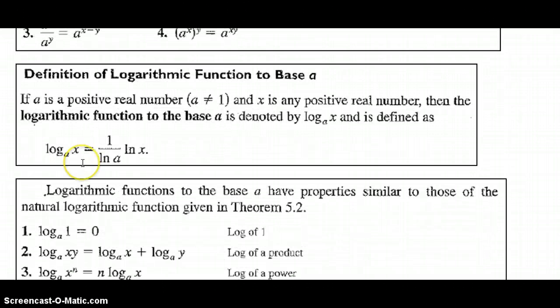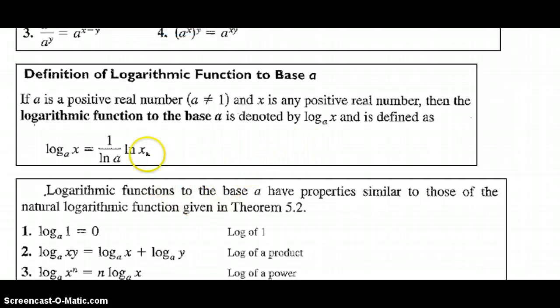The definition of the logarithmic function to base a: if a is a positive real number where a is not equal to 1 and x is any positive real number, then the logarithmic function to the base a is denoted by log base a of x and is defined as log base a of x equals 1 over the natural log of a times the natural log of x. This right here comes straight from the change of base formula.